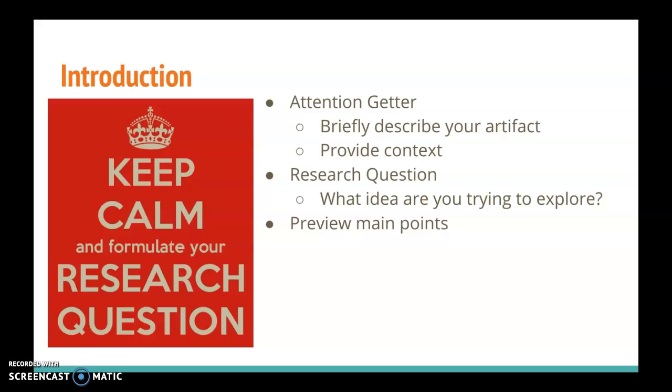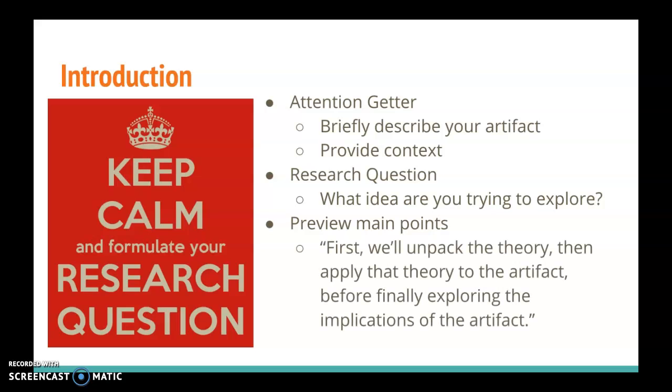And the final job that you have in the introduction is to preview your main points. Now, for us, the main points are going to be theory, artifact, and implications. So your preview statement is going to sound something like this. First, we'll unpack the theory, then apply that theory to the artifact, before finally exploring the implications of the artifact.